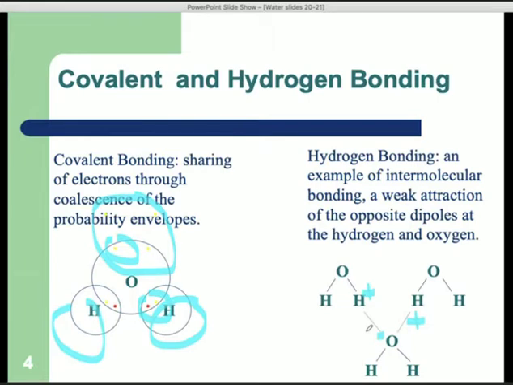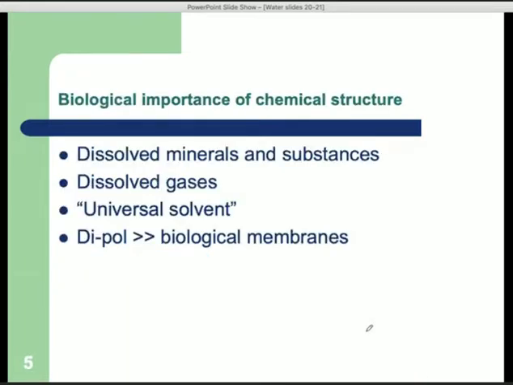So what I'm trying to say is that water is pretty much a universal carrier. I call it here a universal solvent because you can dissolve minerals and other substances. You can dissolve gases, oxygen, carbon dioxide, and all of that gets carried into our bodies, and then carried to the membranes, and then into the cells.